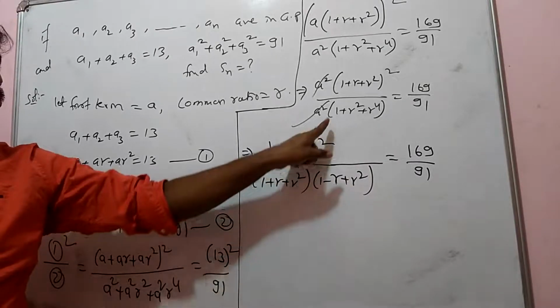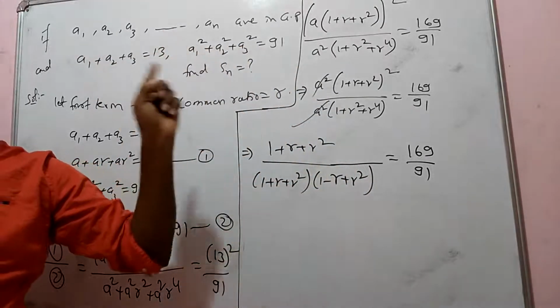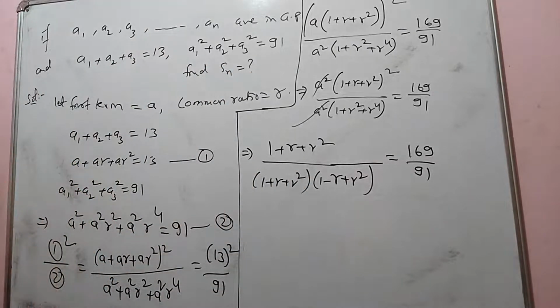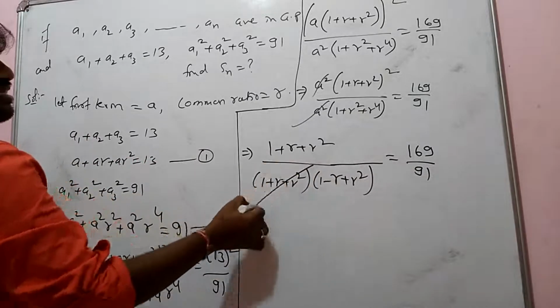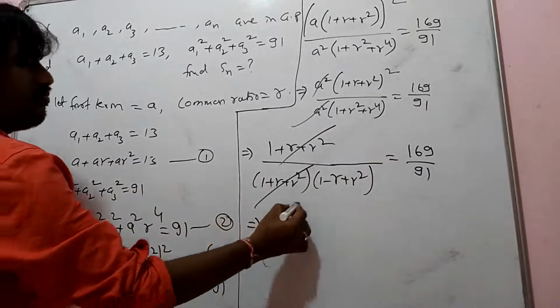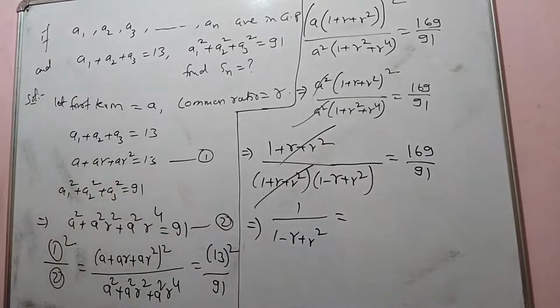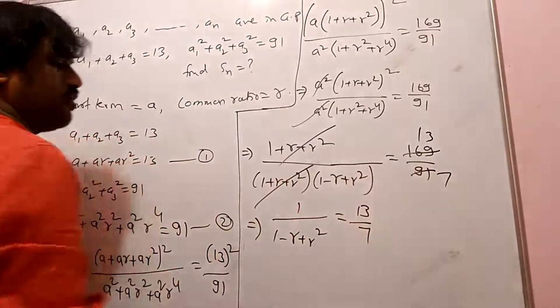If you multiply these two things, I am going to get this. How you get it, I will explain in future. Maybe I explained it already, I'm not sure. So the factors of these both are the same, therefore we can cancel this and this. So what I am going to get is 1 upon 1 minus r plus r squared is equal to, you can cancel 169 and 91, 13 thirteens and 13 sevens. So 13 by 7 I am going to get.